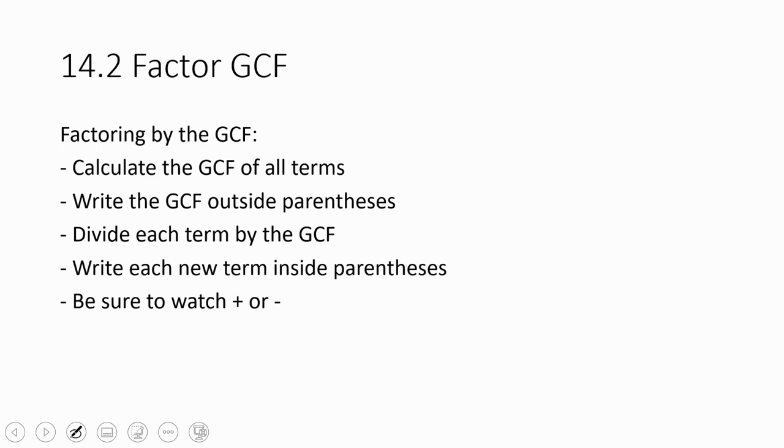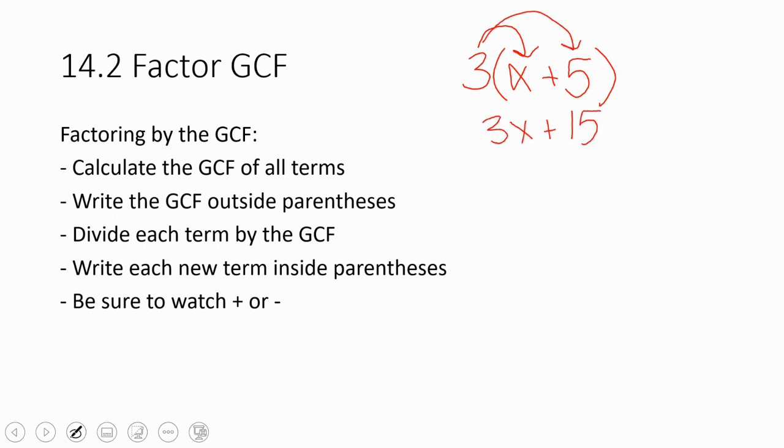Once you figure out the GCF, you're going to write that down outside of the parentheses. It's going to be kind of like the opposite of the distributive property. So if you had this, it's an x. Okay, we know we would distribute that 3. So it'd be 3 times x plus 3 times 5.